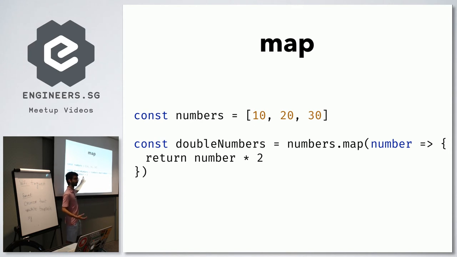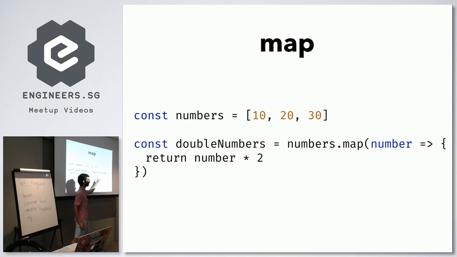And what JavaScript will do is, it'll see, okay, this is an array, and it'll call this function for every item in that array. So it'll see, okay, the first item in this array is 10, so it'll call this function with 10 as the value.